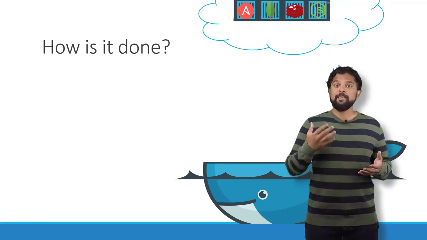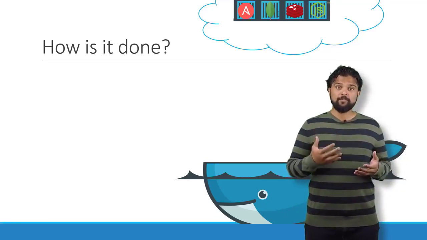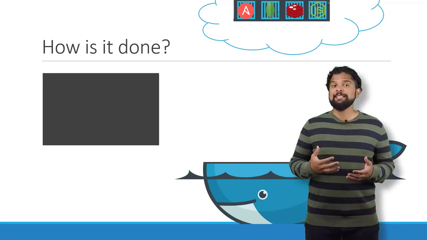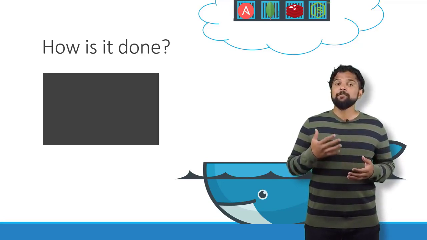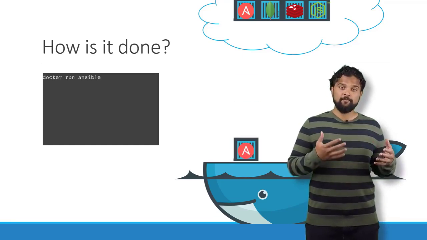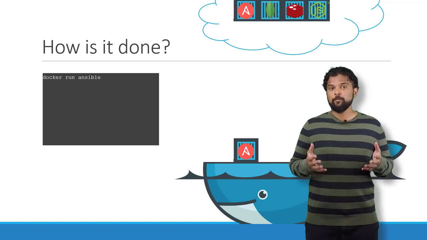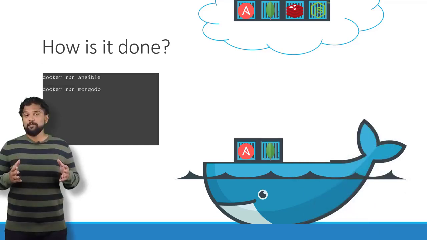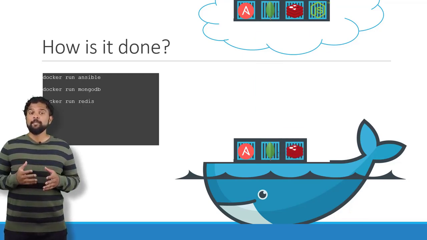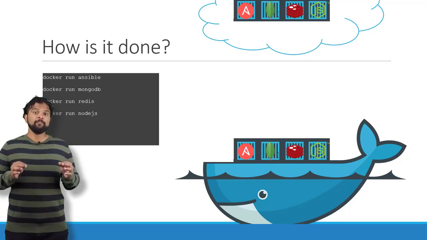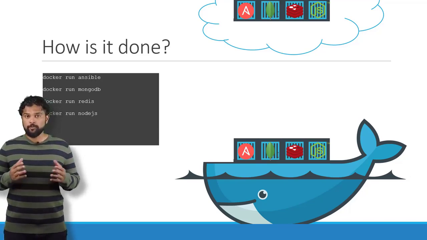Once you identify the images you need and you install Docker on your host, bringing up an application stack is as easy as running a docker run command with the name of the image. In this case, running a docker run ansible command will run an instance of Ansible on the Docker host. Similarly, run an instance of MongoDB, Redis, and Node.js using the docker run command. When you run Node.js, just point to the location of the code repository on the host.